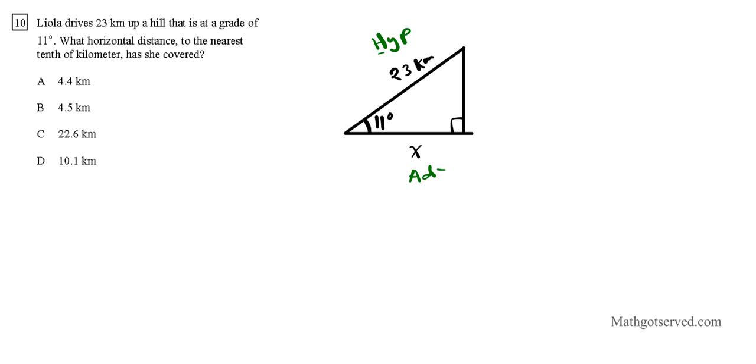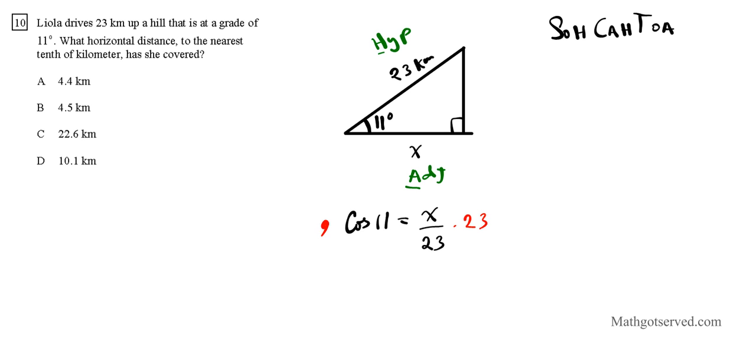Okay, so what trig ratio relates the hypotenuse and the adjacent in SOHCAHTOA? In SOHCAHTOA, the trig ratio that relates to the two of them is cosine. Okay, so we have cosine 11 equals the adjacent over the hypotenuse. All right, to get x by itself, multiply both sides by 23. And then our answer will be x equals 23 cosine 11.